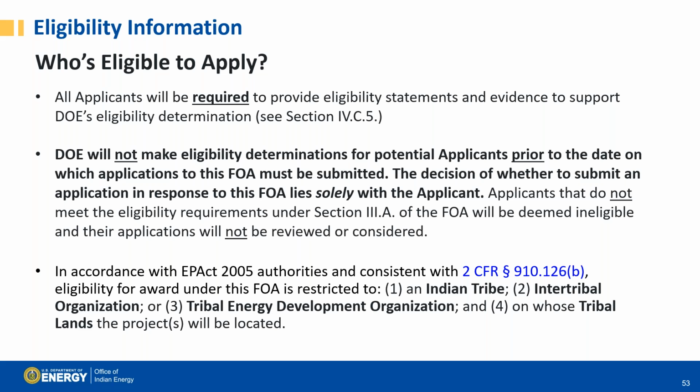And as we've indicated before, eligibility is limited to an Indian tribe, including Alaska Native Regional Corp and Village Corps, intertribal organizations or tribal energy development organizations on whose lands the projects will be located. I would urge you to look at the definitions in Appendix A or in the FOA, and we'll go over some of these. Other entities may also potentially submit an application on behalf of an Indian tribe, provided evidence of that authority is included as part of the application, such as a tribal organization, a subsidiary, or instrumentality of a tribe, for instance.